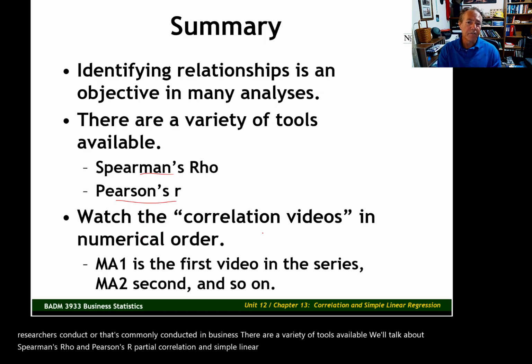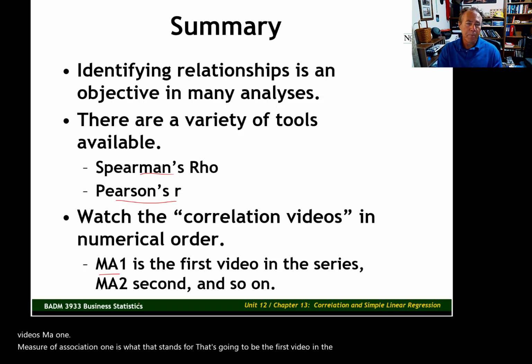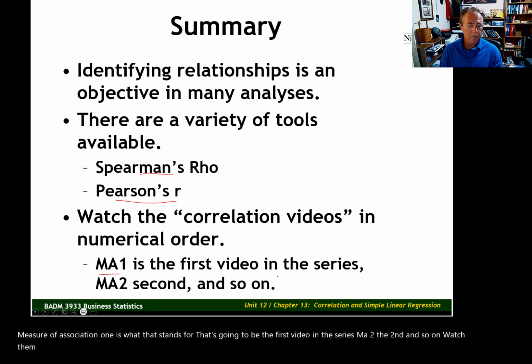Again, watch the videos in this series in numerical order. This is the coding system I'm going to use for the different videos. MA1, Measure of Association 1, is what that stands for. That's going to be the first video in the series. MA2, the second, and so on. Watch them in order or you're going to be lost.